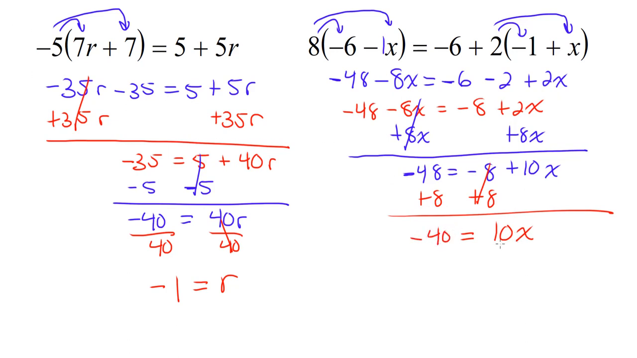And finally, divide both sides by 10. And I get x equals negative 4. All right, I hope that this video helped you to prepare for your quiz on multi-step equations.